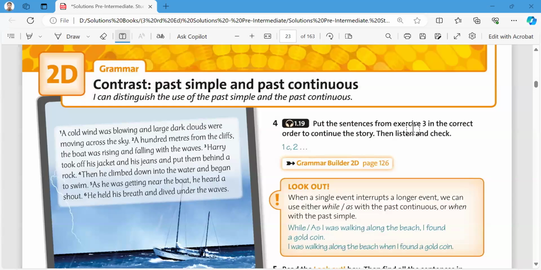Hello, everyone. Now, today's topic is contrast. Unit 2D from the student's book, intermediate level: past simple and past continuous.